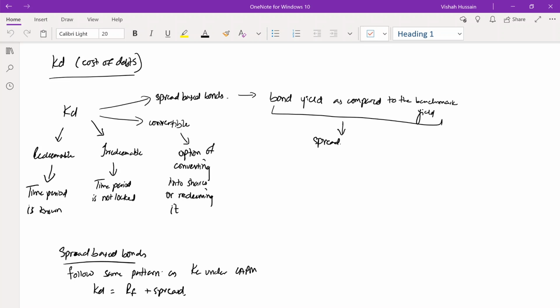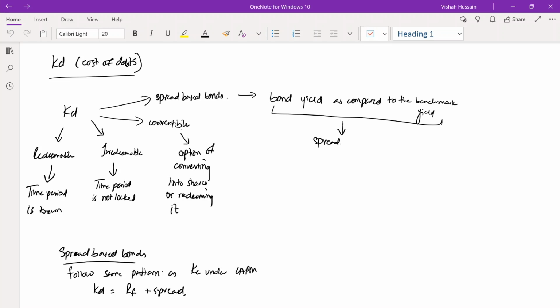Cost of debt are of four kinds: redeemable, irredeemable, convertible, and spread based bonds in P4. Spread based bonds was not a part of F9, but the other three were a part of F9. In case of redeemable, your time period is known. In case of irredeemable, time period is not known. And in case of convertible, a company gives an option to its loan note holders that at the time of redemption, we can offer you new shares rather than taking the redemption amount. So we can convert these loan notes into shares.